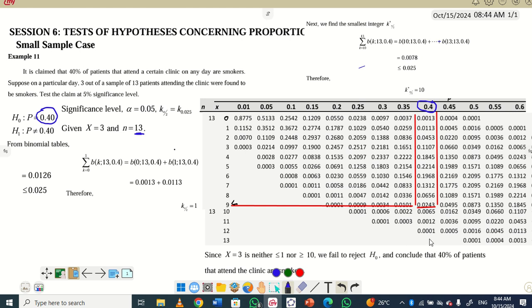Here, for 13, they didn't bring anything. What is supposed to be here is 0, because in the binomial probability, when it is 13, it is 0. Let's take note of that. That's why there was nothing there.